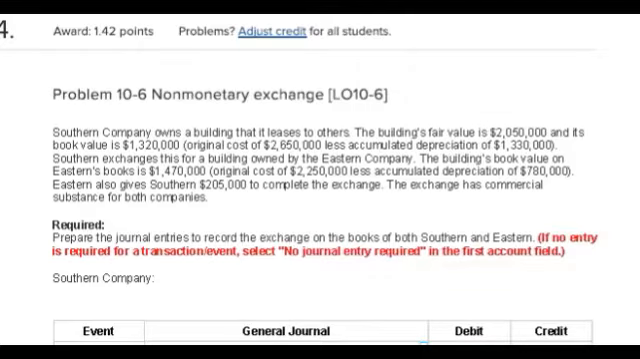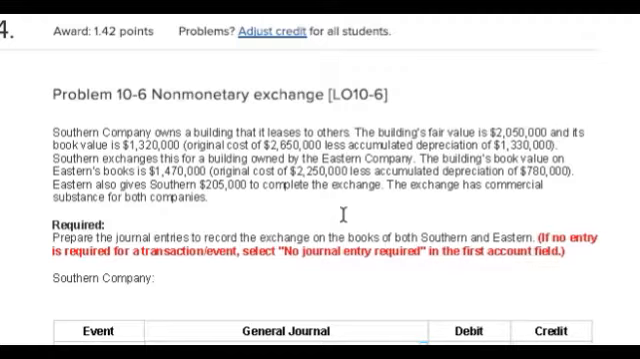So let's take a look at this problem. This is your homework assignment number 4, problem 10-6. Again, I have these numbers that are different from yours, but it's a very similar problem to the one you have. In this case, there are two companies that are making exchanges. And it says down here, the exchange has commercial substance for both companies. So we should recognize any gain or loss.